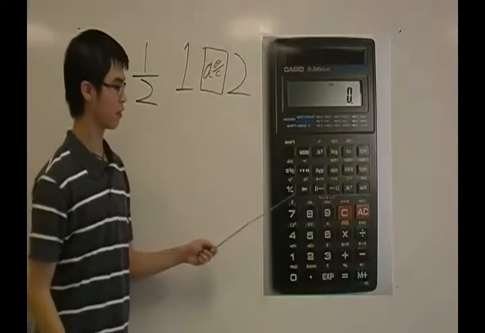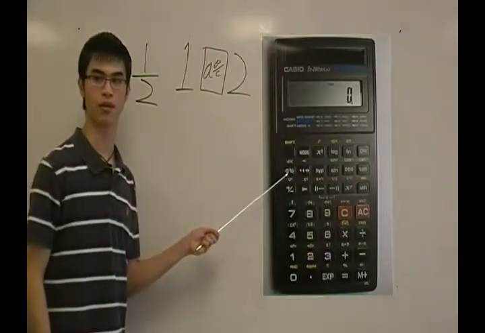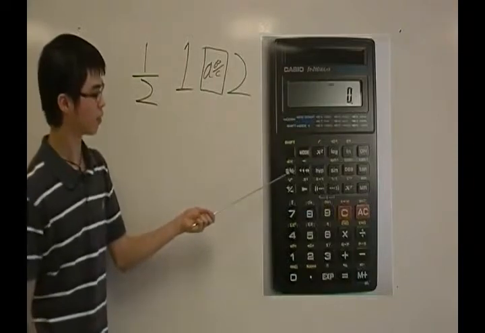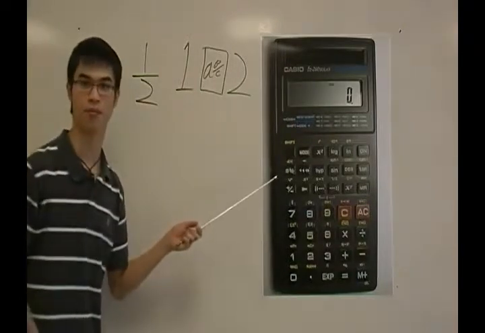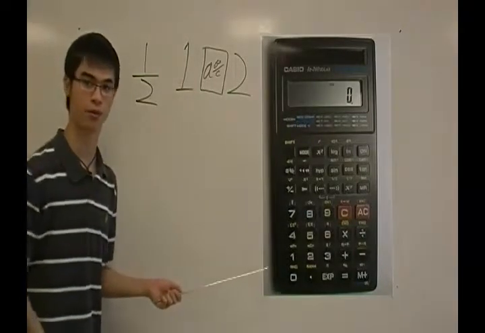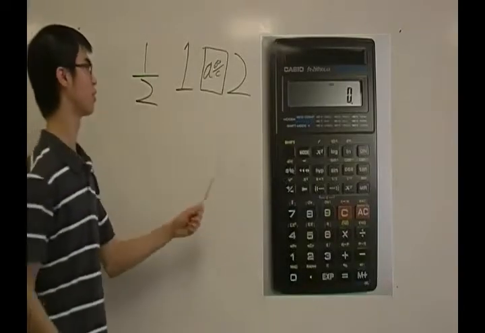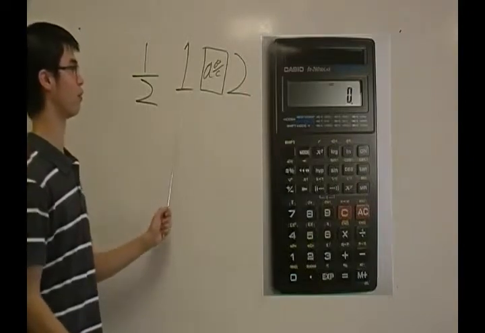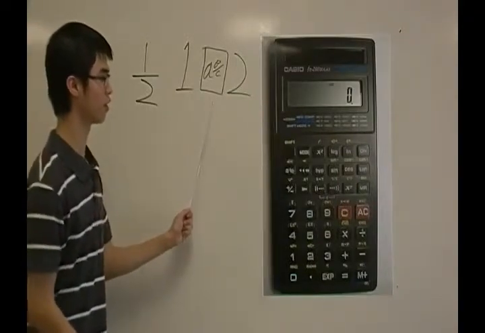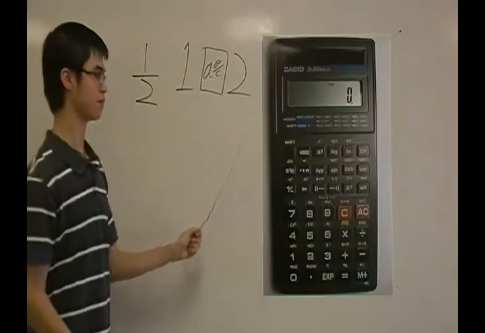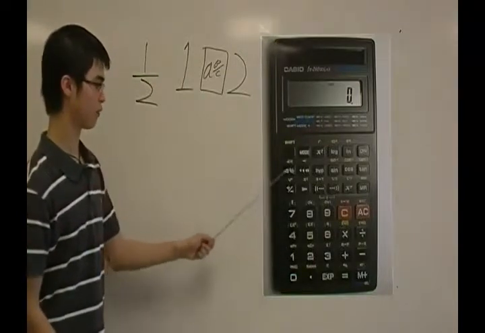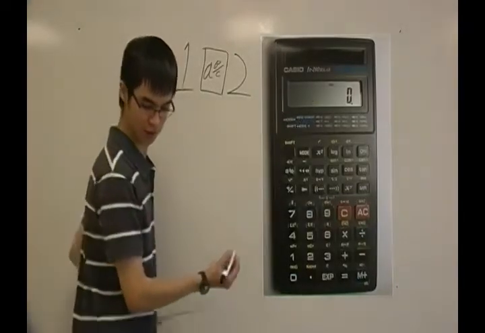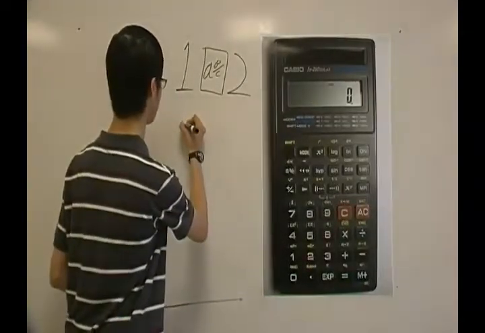That button right there is this one right here on the calculator. This right here is called the fraction button, or the mixed number button, because it can also do mixed numbers. So to get this, or an equivalent to this on the calculator, you'll hit 1, fraction button, 2.